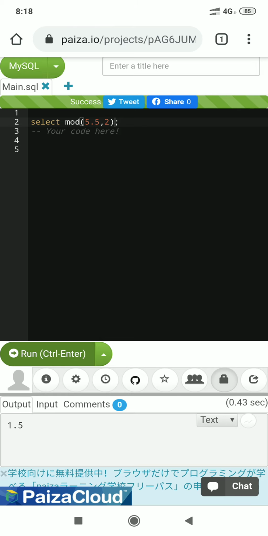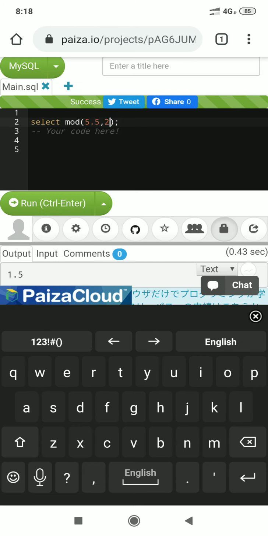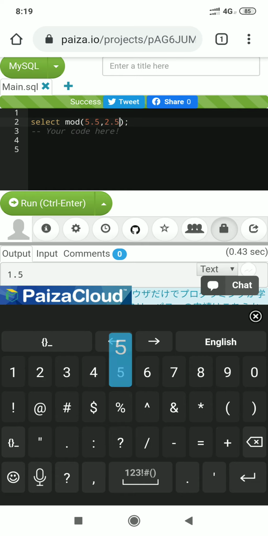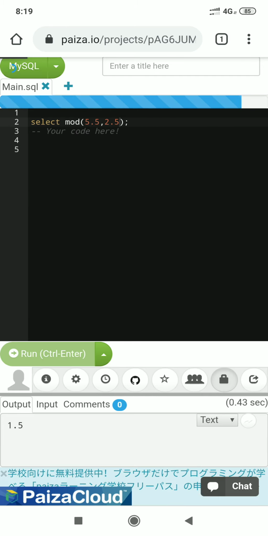The remaining portion is 1.5. Now 5.5 divided by 2.5. Most of the students will be finding the answer themselves. Here it is 0.5. Why is it? Because 2.5 multiplied by 2 is 5, and the next part cannot be part of 2.5. That's why its remainder is 0.5.